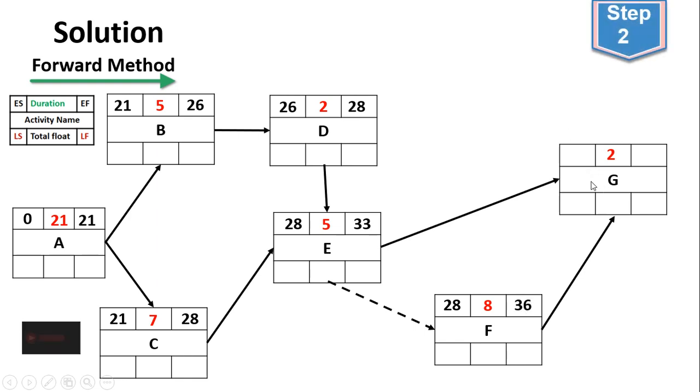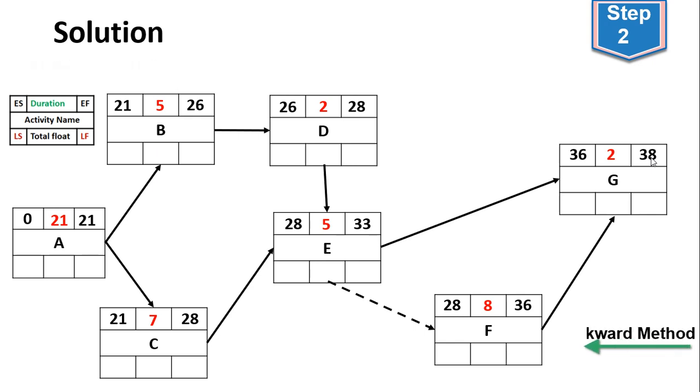The early start time of activity G is the maximum early finish time between activity E and F, and the maximum finish time between activity E and F is 36. So we are going to have 36, and its early finish time is 38. So we are done with the earliest time computation using the forward method.